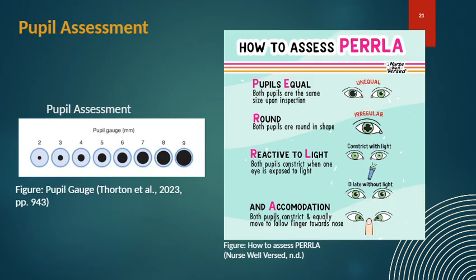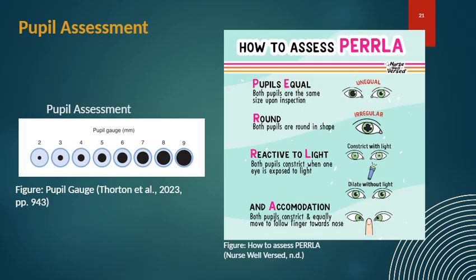The next R, reactive, consensual response, is part of the same test. When you shine a light into one eye, the opposite pupil should also constrict. This helps us verify that the brainstem reflex pathway is intact. Finally, A, accommodation, means that the pupils should constrict as the patient focuses on a near object, such as your finger moving toward the bridge of their nose. During accommodation, the pupils constrict and the eyes converge inward. Poor accommodation may be caused by neurologic disease, trauma, or age-related changes such as presbyopia.